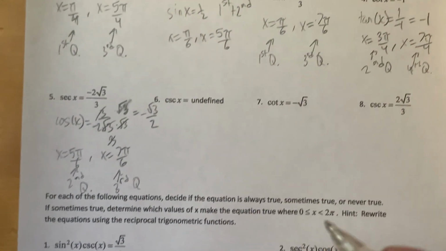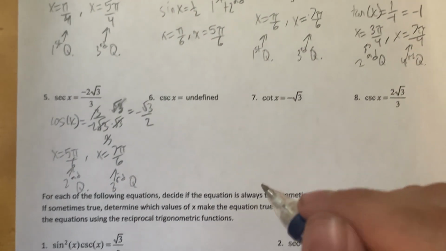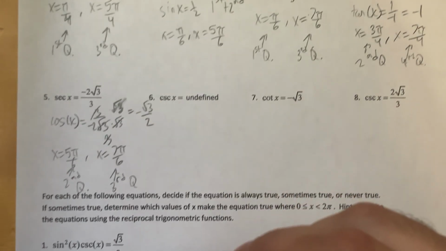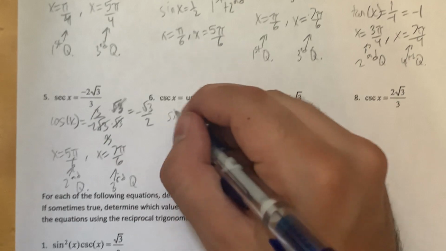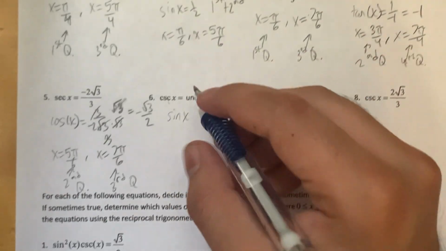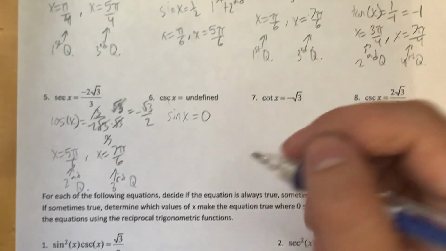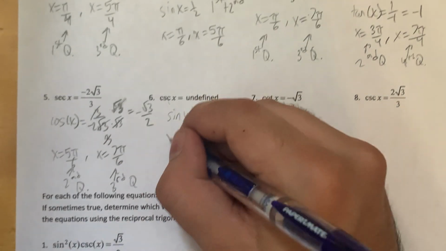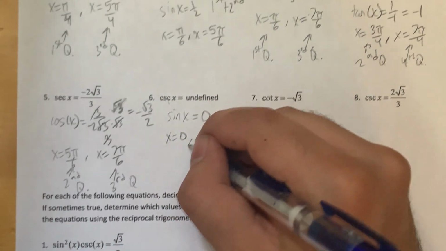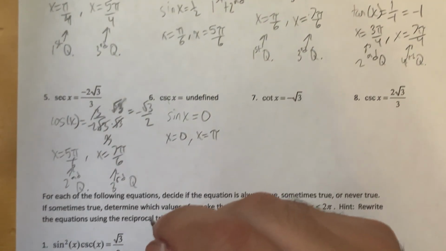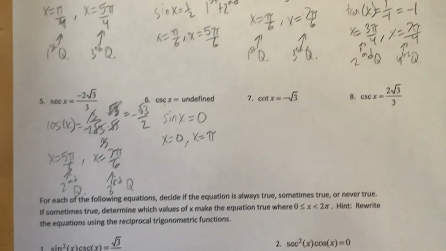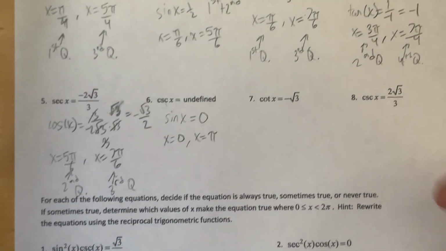Cosecant of x equals undefined. Well, I guess we just got to stop and undo this one. Kidding. We can do it. Because we know that sine of x, the opposite of cosecant, equals 0 when cosecant is undefined. So x equals 0 and x equals pi. Sine only equals 0 at 0 and pi from 0 to 2 pi.